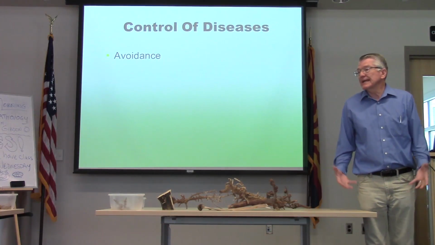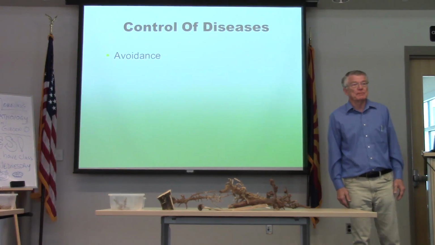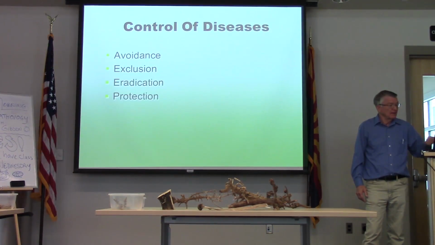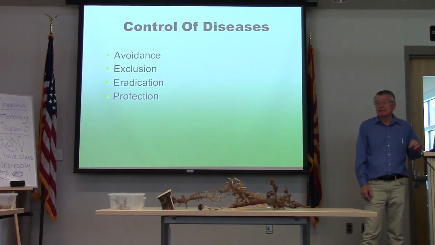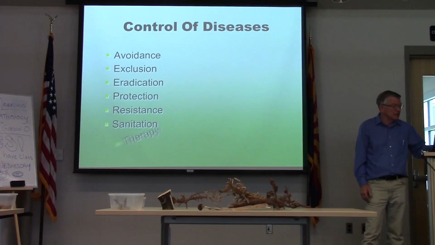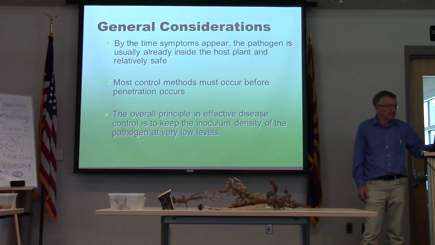Number one is we can avoid them. We can avoid the plants, avoid the disease. Number two, we can exclude it. You say, what's the difference? Well, we'll talk about that. We can eradicate the disease organism. That's very difficult to do. We can protect the plant against the disease using fungicides. We can use this idea of resistant plants. Use plants that are resistant to the diseases. Plant those instead of susceptible ones. Practice good sanitation and apply therapy if it's indicated.